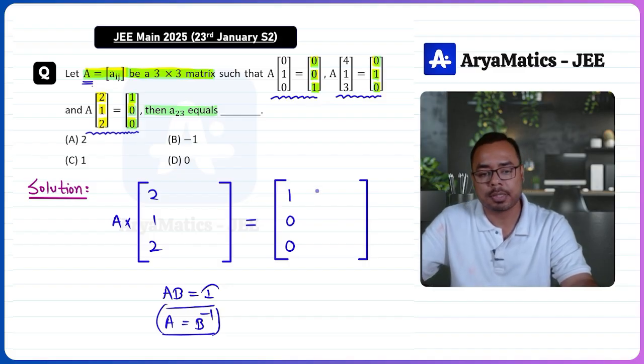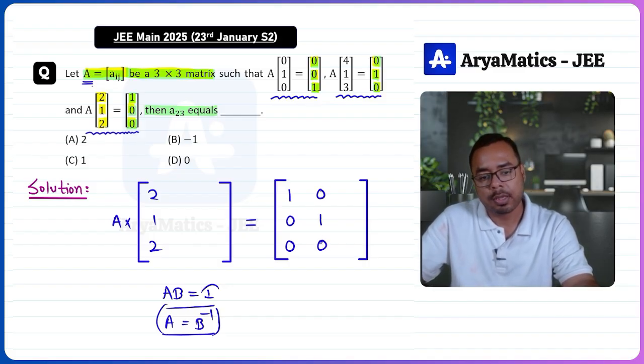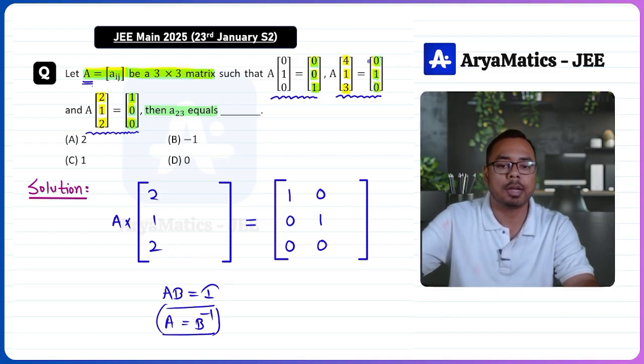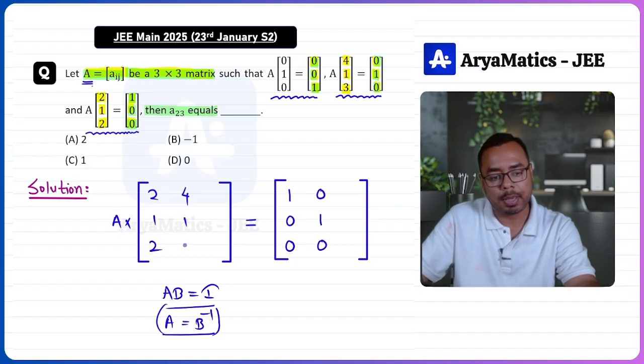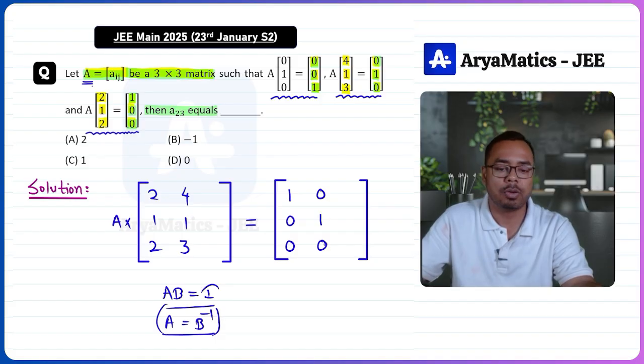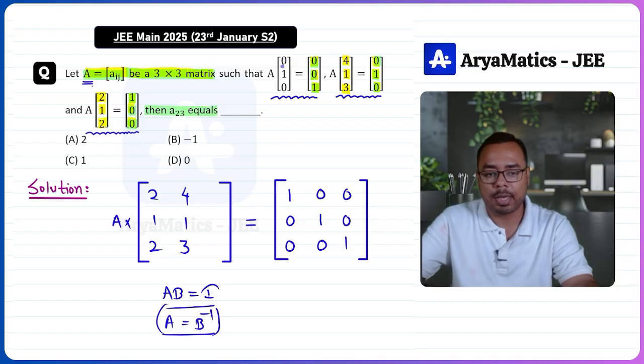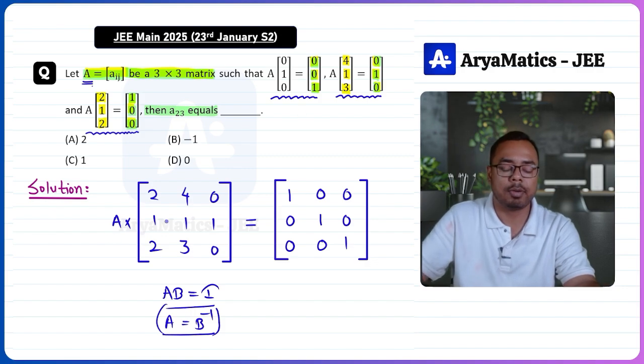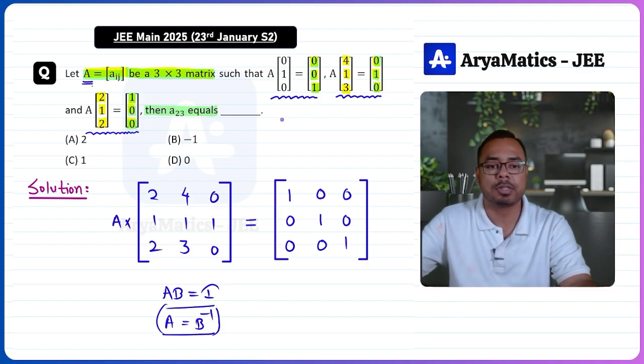Similarly, for the identity matrix, the second column is (0, 1, 0). This column is given here, right? So therefore, for this matrix B, the second column should be (4, 1, 3), and matrix A multiplied by this column matrix (4, 1, 3) will give us the column (0, 1, 0). And finally, for the identity matrix, the last row, last column, the third column, is (0, 0, 1). And matrix A into the column (0, 1, 0) is (0, 0, 1). So matrix A multiplied by this third column will give us (0, 0, 1).